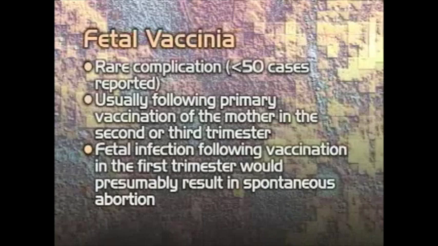Fetal infection following vaccination in the 1st trimester would presumably result in spontaneous abortion, but studies are contradictory as to whether an increased number of spontaneous abortions actually occurred in pregnant women. Smallpox vaccination of a pregnant woman has not been associated with fetal malformations or birth defects.